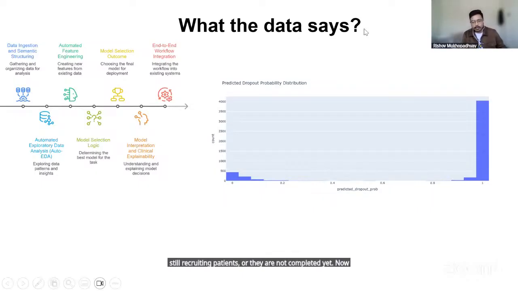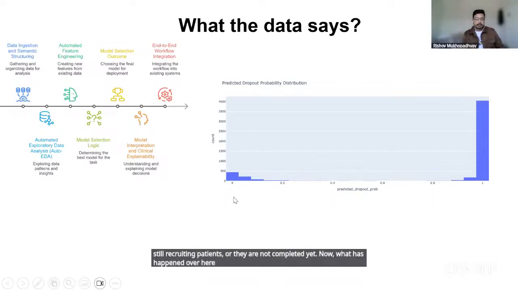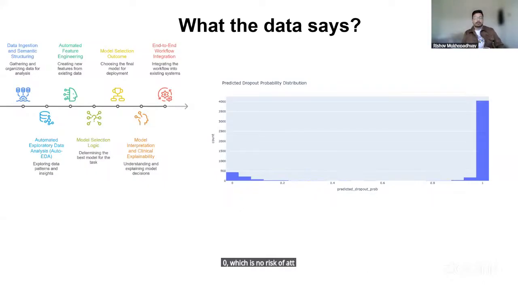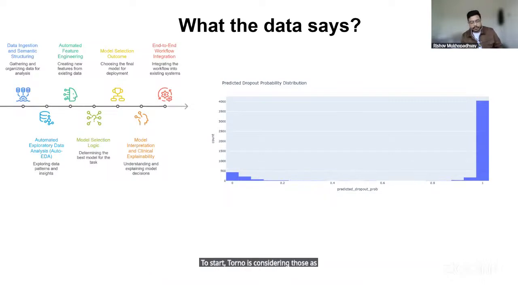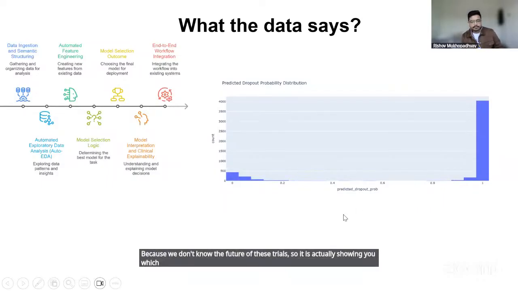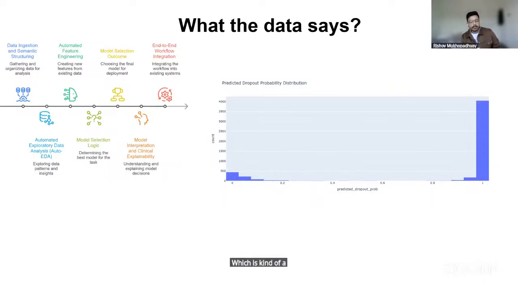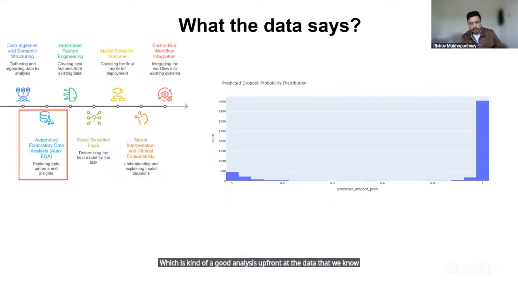Now, what has happened over here, 0, which is no risk of attrition. So Torno is saying that from the data, we can understand trials which are already completed, that is at no risk for sure because it's already done. But trials which are still ongoing or yet to start, Torno is considering those as high risk, which makes sense because we don't know the future of these trials. So it is actually showing you which are the trials you should look at, which is kind of a good analysis upfront of the data so that we know where to look.